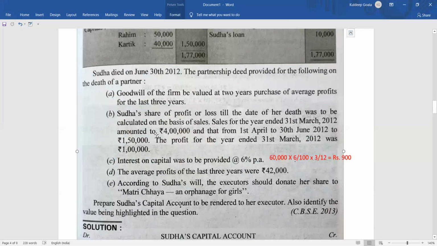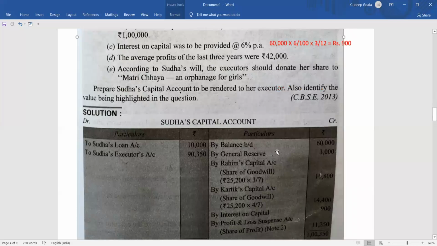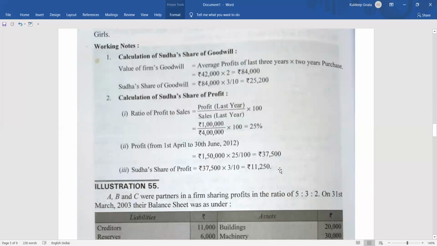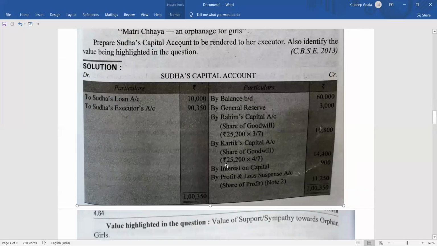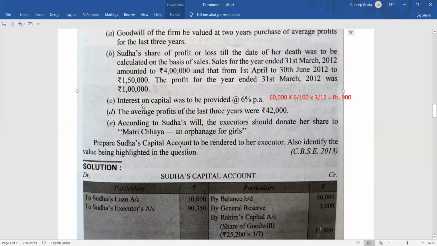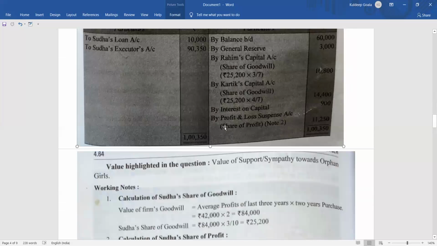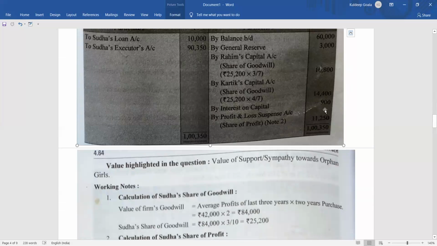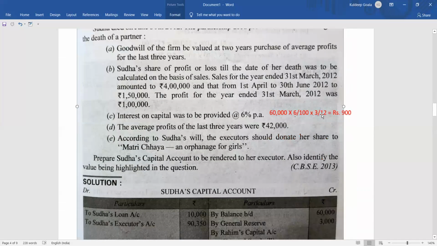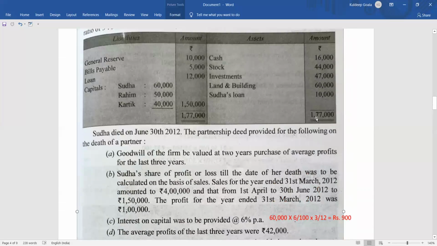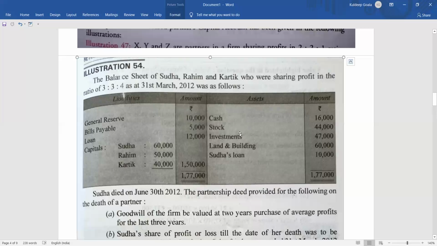After that, we are going to see the next one, that is Sudha's share of profit. That we have already calculated as 11,250. It will be profit and loss suspense account debit to Sudha's capital. So Sudha's capital credit side by profit and loss suspense account 11,250. And after that we can see interest on capital, there is 6%, that is 900 rupees. So it will be by interest on capital 900 rupees. Done. Everything over.